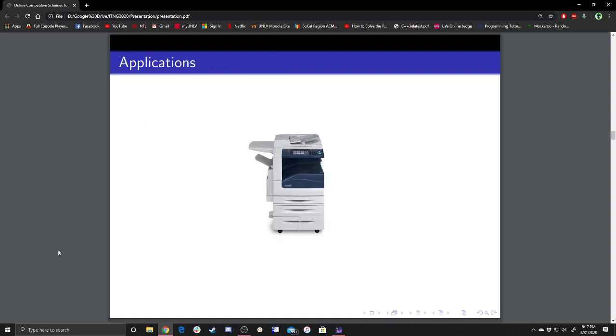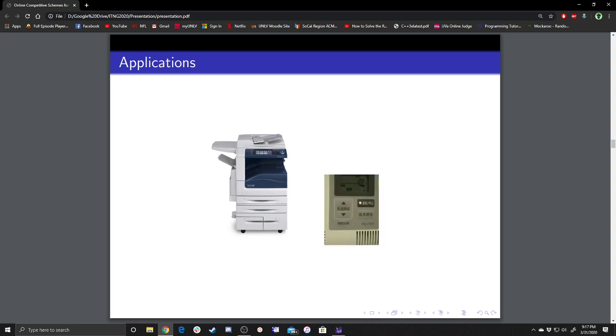So applications could be copy machines. These machines are a shared resource that people use, and it can take a lot of power and time to power up. We've seen this happen if you've used a copy machine in the past. You turn it off, and it takes forever to turn back on. So having nifty tricks to efficiently schedule itself can be nice.